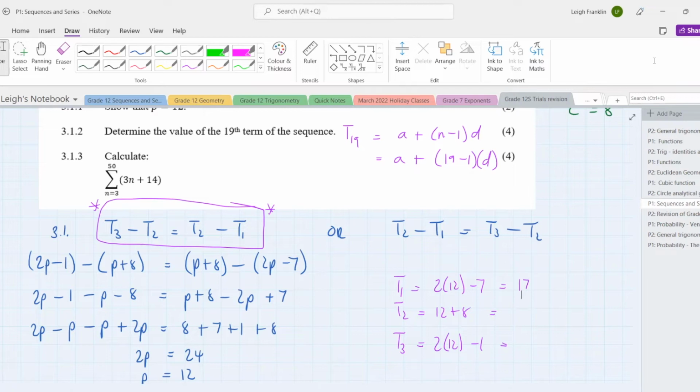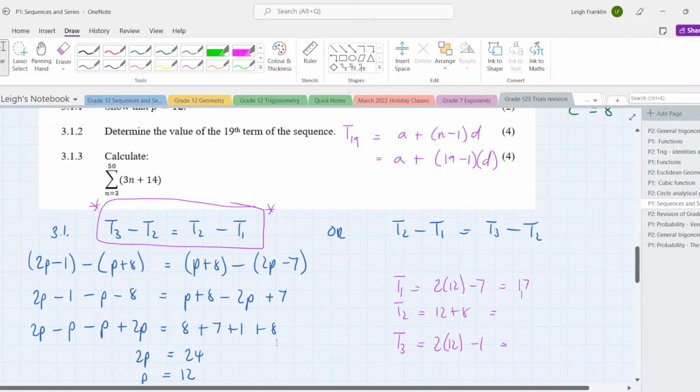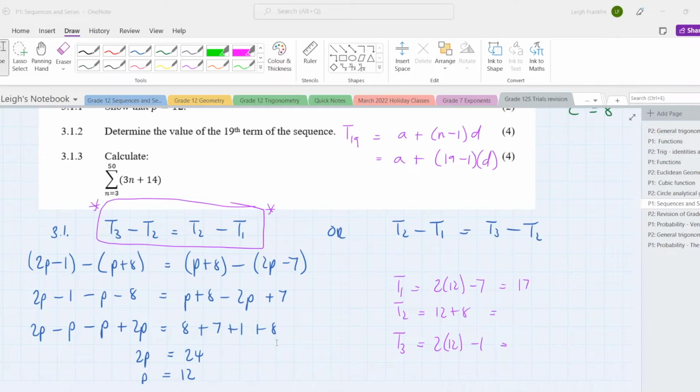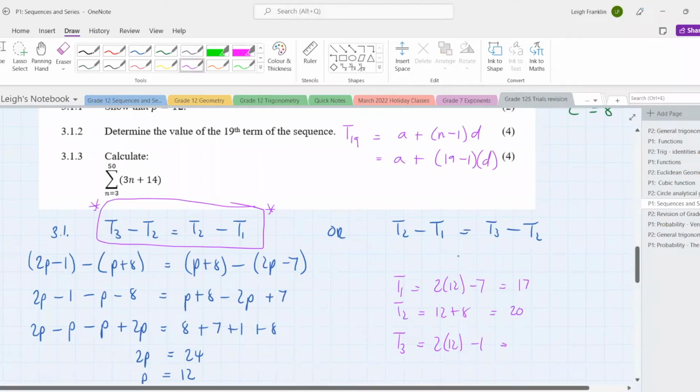And then 20. Okay, so here this would be 20, as you said, and that would be 23.